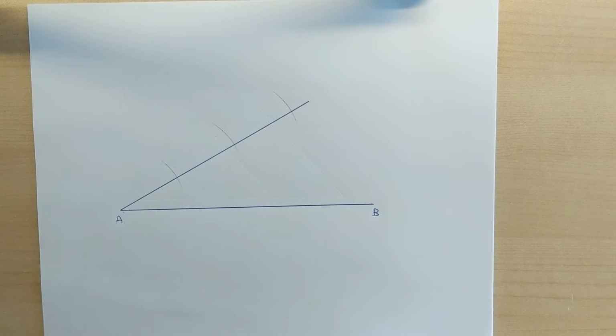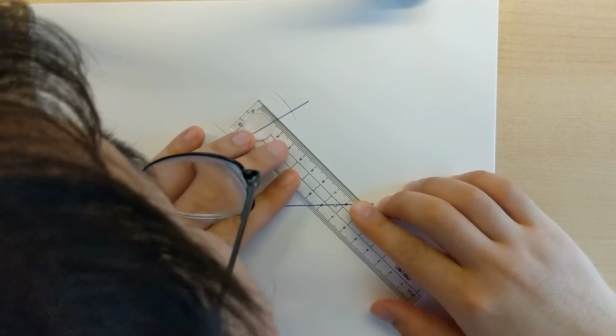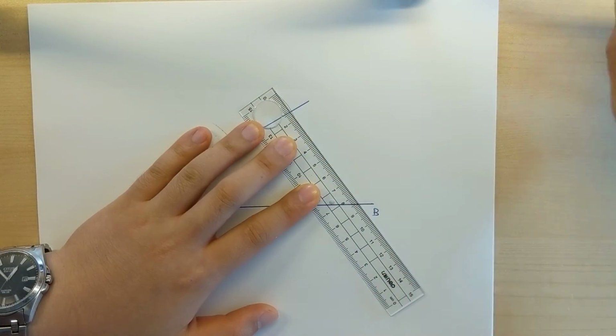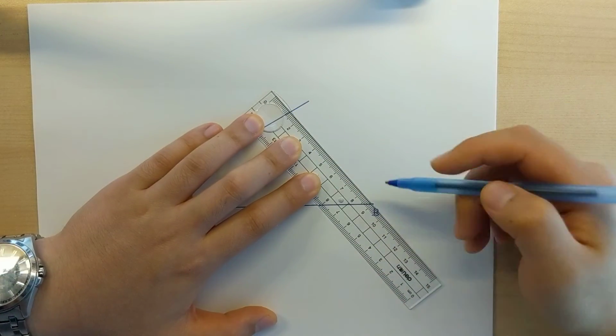And again, at first it may seem totally unrelated, but I take the last point of intersection that I drew, and I will draw myself a line connecting that last point there to point B.